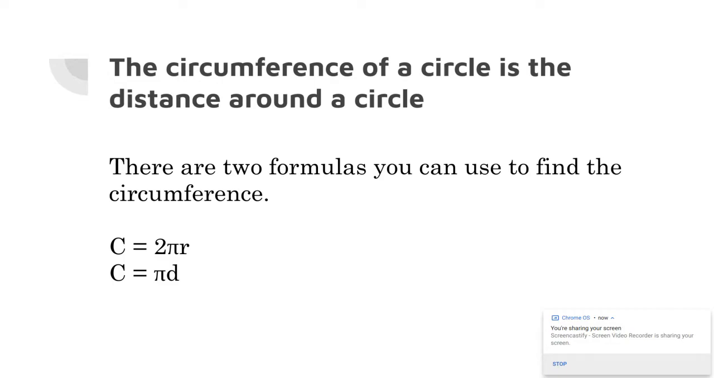The first formula is the circumference is equal to 2 times pi times the radius. And the second is the circumference is equal to pi times the diameter. If the problem gives you the radius, you would use the first one. If the problem gives you the diameter, you would use the second one.